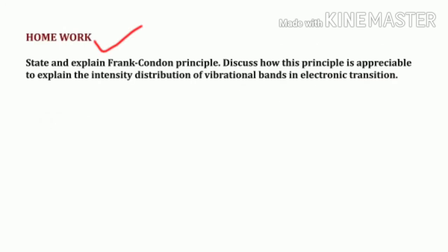So I am giving you a homework. The question is: state and explain the Franck-Condon principle. Discuss how this principle is applicable to explain the intensity distribution of vibrational bands in electronic transitions. I have tried to make you understand the two figures in the previous slide, where we have already discussed the intensities. So listen carefully to my explanation and try to answer this question. I hope you can easily write the answer by listening to the discussion.